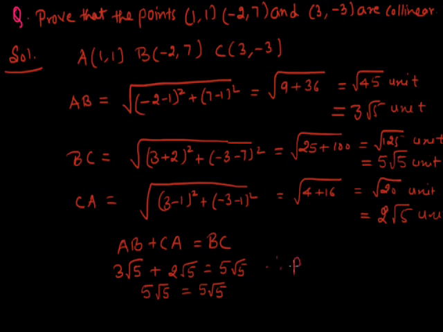Therefore points A, B and C are collinear. They lie on the same straight line.